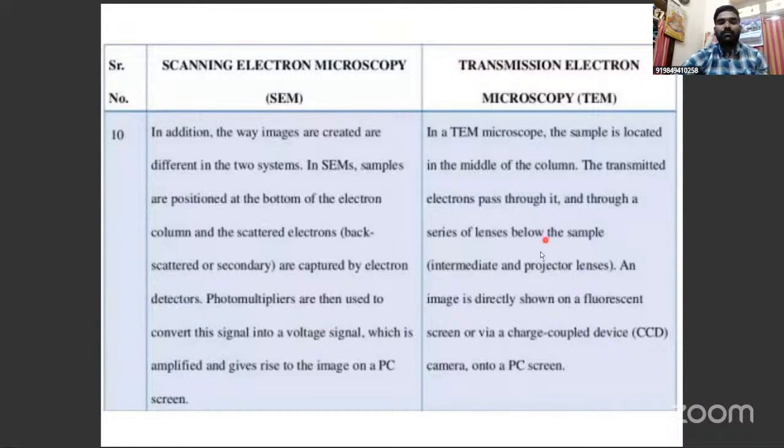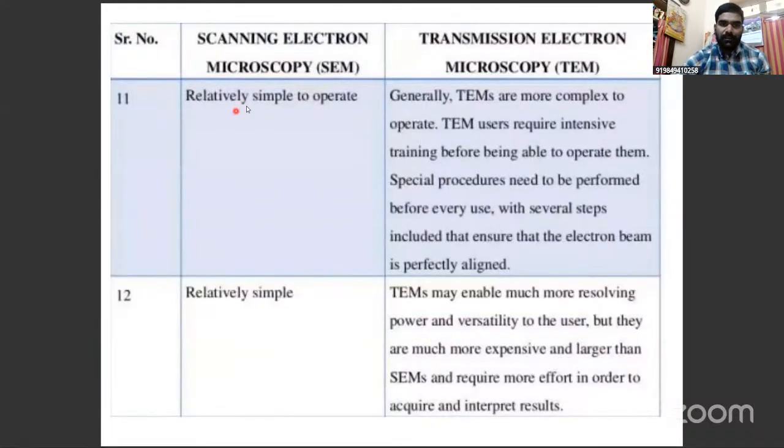So here, in the SEM, the electrons are detected by electron detectors from the scattered electrons. But in the TEM, the sample will be in the middle of the instrument, and there will be intermediate and projector lenses. Through those lenses, we can form the image, and it can be shown on the fluorescent screen. There will be cameras available.